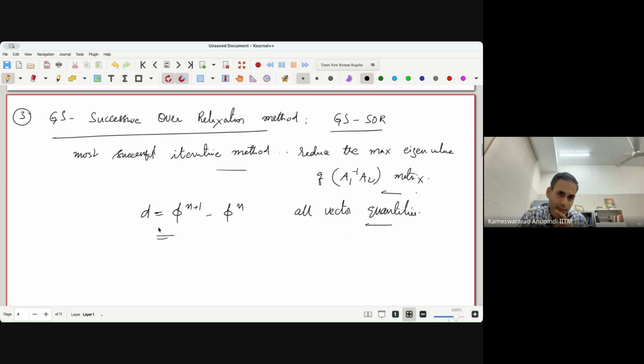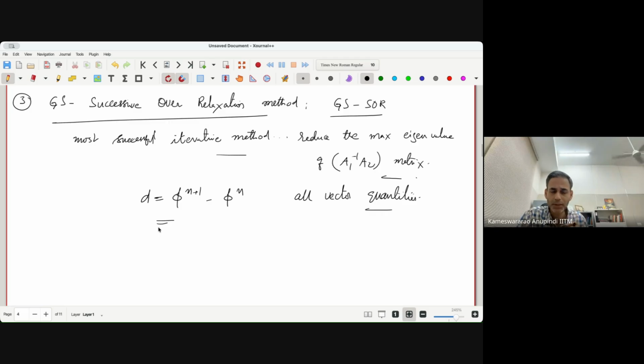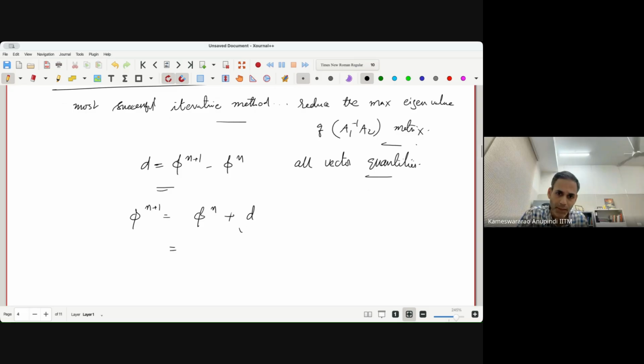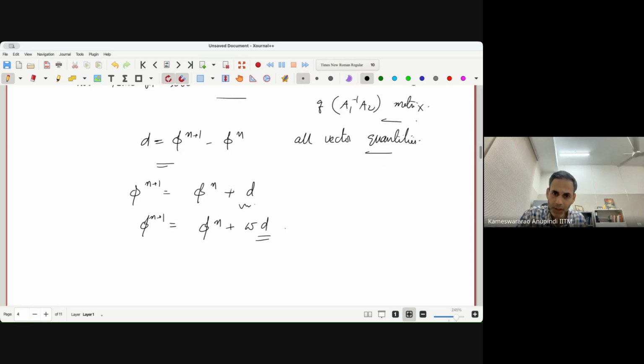So the successive relaxation method is going to change this. When we want to calculate phi n plus 1 from phi n, we can write phi n plus 1 equals phi n plus d. But then it's going to say that I'm going to do an over correction, that is, add omega times d. Whatever correction you obtain, you make an over correction.